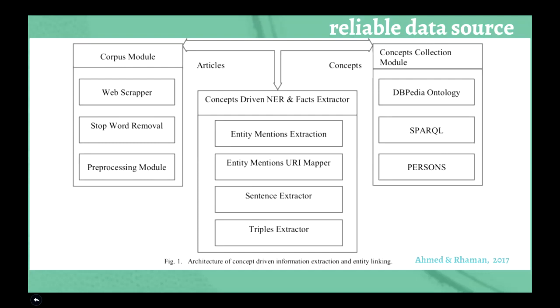People are involved ultimately. And it's important that entity mentions extraction happens, entity mentions URI mapper, which URI is a permalink, and sentence extractor, and triples, which is also known as RDF extractor. So it's like person, place, thing, that it is like a complete sentence or a complete concept.